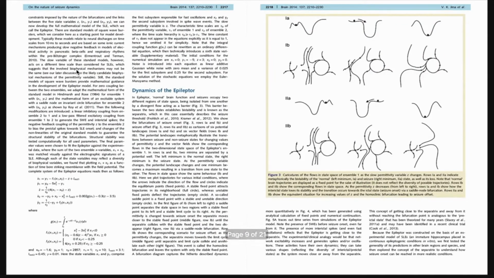This model consists of 5 differential equations, which can be seen here. So one, we have this slow permittivity variable z, which acts on a slow time scale, and then we have x1, x2, y1, and y2 acting on a fast subsystem. They will create those fast oscillation and spike wave events which can be seen in seizures.